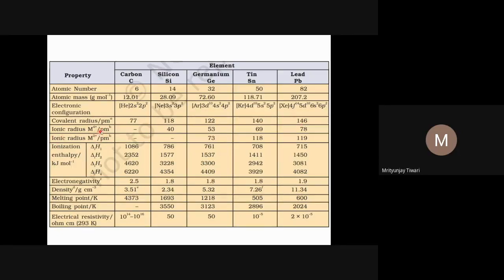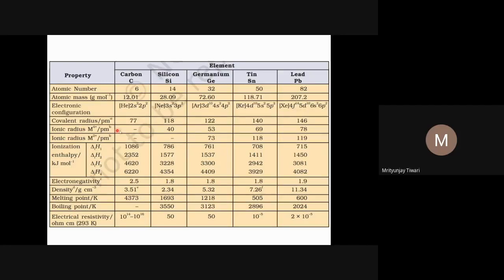When we talk about ionic radius, we see carbon doesn't form an ionic compound, being a non-metal. So carbon doesn't show any ionic radius of +4 or +2. There could be two types of ionic compounds of group 14 elements, where the element is in the +4 oxidation state or the +2 oxidation state. Carbon doesn't form any such ionic compounds, because it is a non-metallic element.